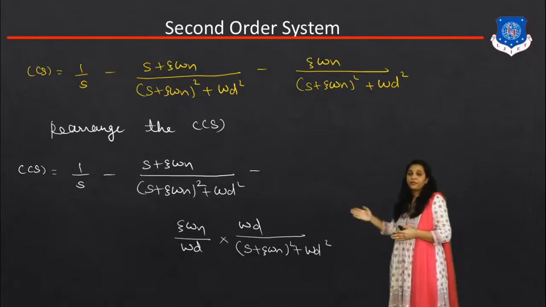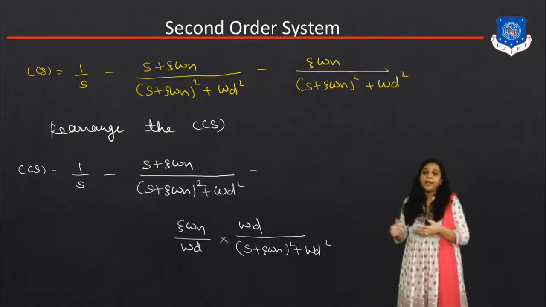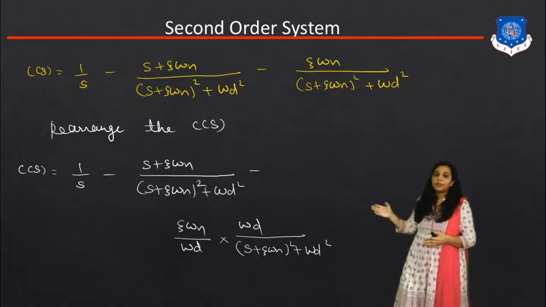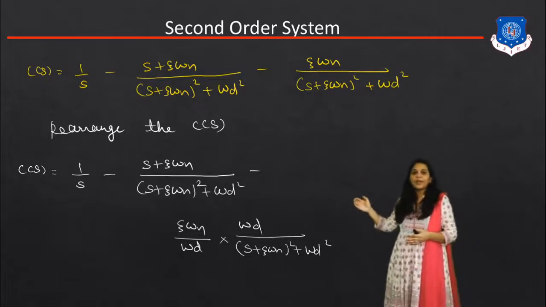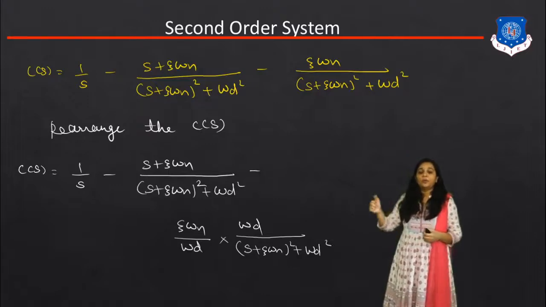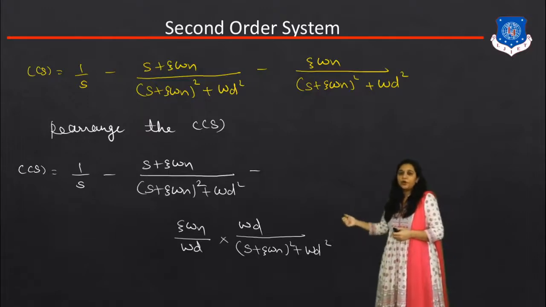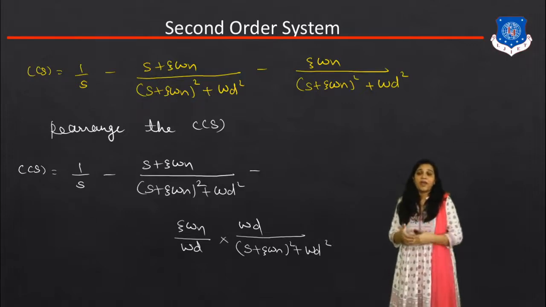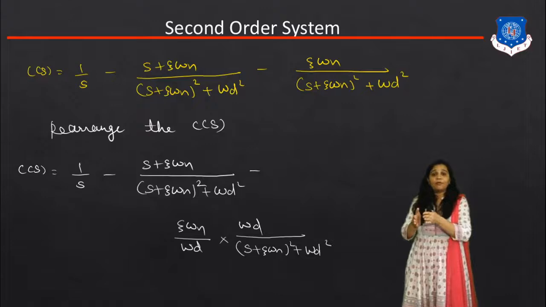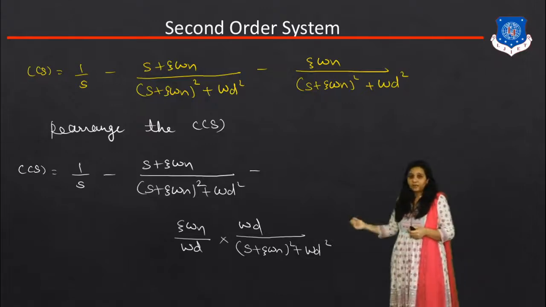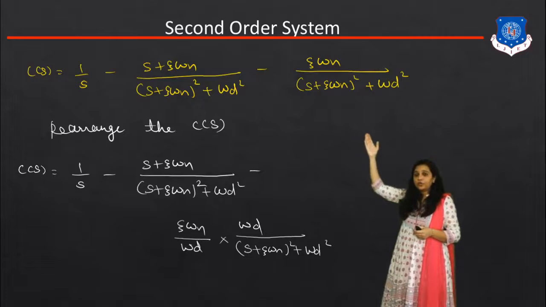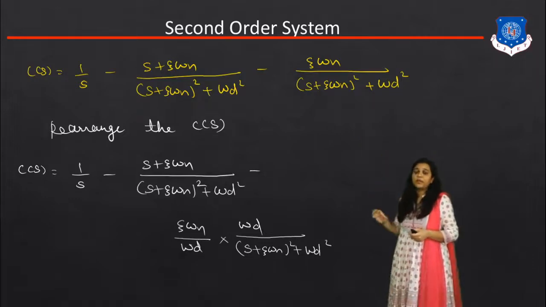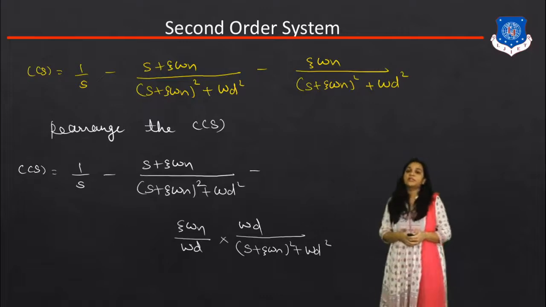So we can get C of s, that is equal to 1 by s minus (s plus zeta omega n) upon (s plus zeta omega n) whole square plus omega d square minus zeta omega n as it is. We can multiply by omega d and divide by omega d, so zeta omega n upon omega d into omega d upon (s plus zeta omega n) whole square plus omega d square. Why can we rearrange the term? Because we have to find the inverse Laplace for this equation, and the direct solution of this equation is not possible. So for that we have to rearrange the term C of s.